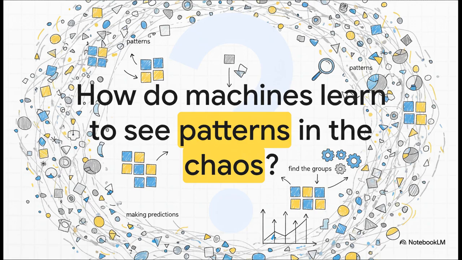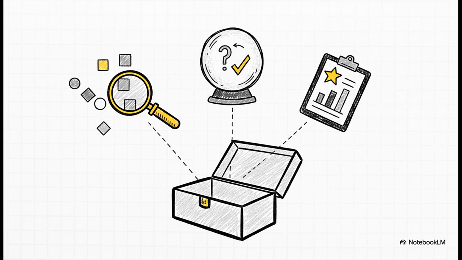So here's the big question, right? We are just drowning in this avalanche of information. So, how do machines learn to find the signal in all that noise? I mean, how do they actually spot patterns, make predictions, and at the end of the day, make sense of all this chaos? And that is exactly where our toolkit comes in.